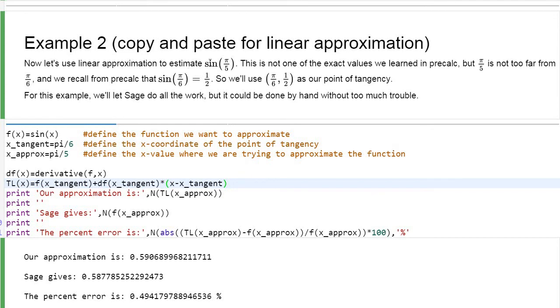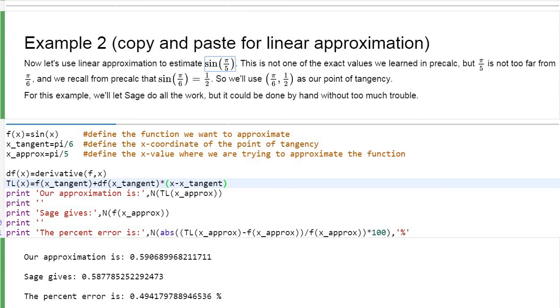Okay, so in this example, I'm trying to approximate the sine of pi over 5. In pre-calculus, you memorize a lot of exact values for sine and cosine on the unit circle. That was things like pi over 6 and pi over 4 and pi over 3 and pi over 2. Pi over 5 was not one of those. So we don't know the exact value of that one off the top of our head, but we can approximate it with a tangent line.